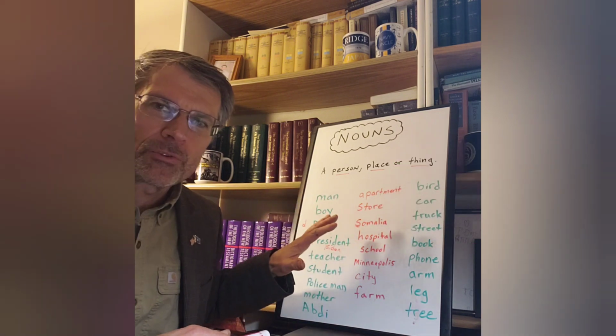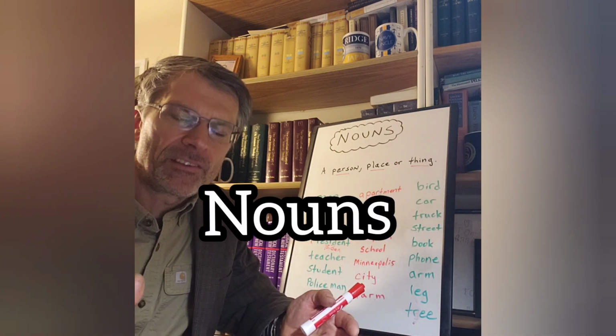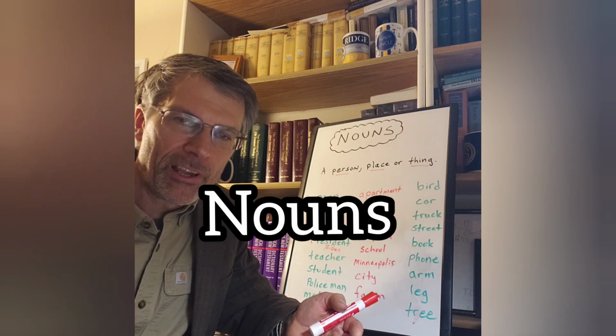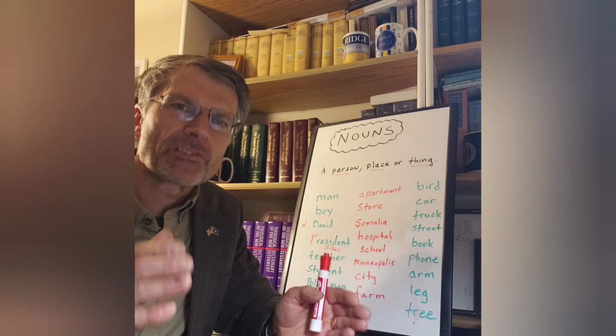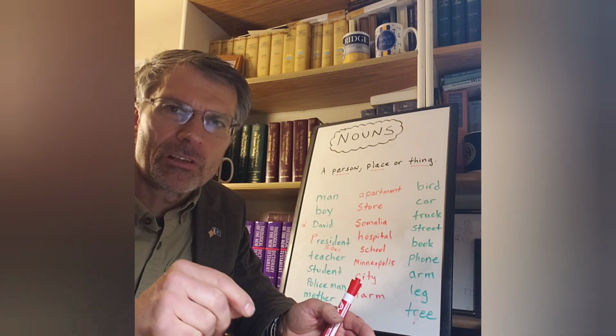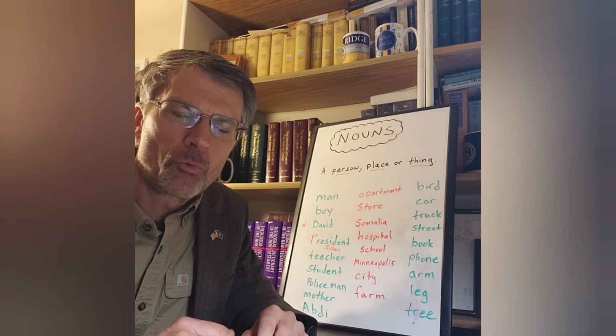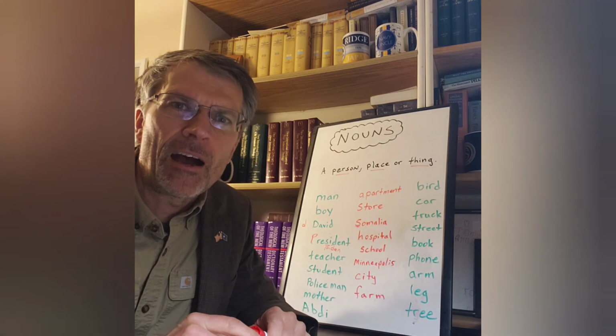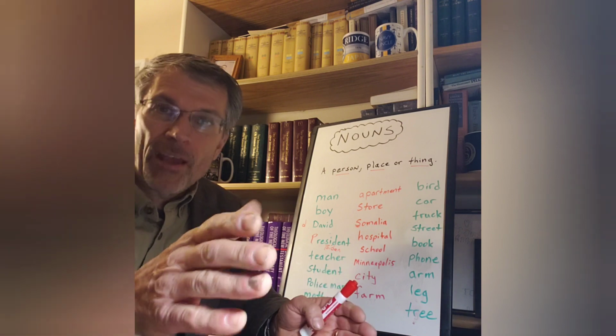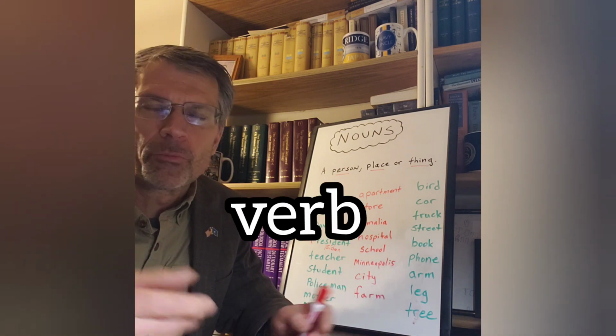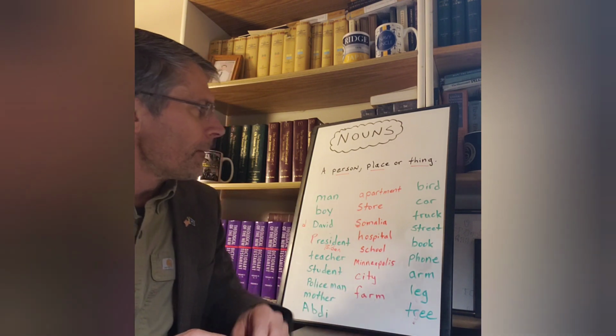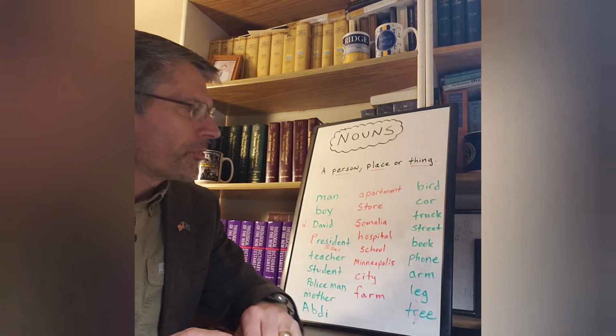These are nouns. And when we build a sentence, which we'll be doing later, we need to know what part of speech a certain or a particular word is. We have to say, oh, that's a noun. And then we'll say, oh, that's a verb. And that'll be another lesson altogether. But nouns, a person, place, or a thing.